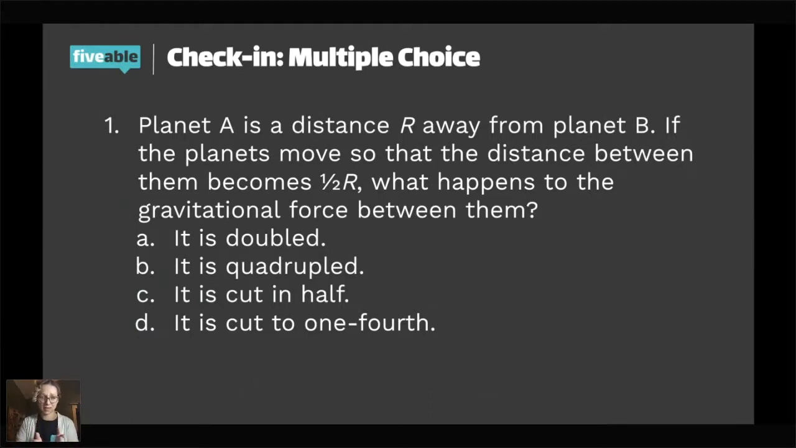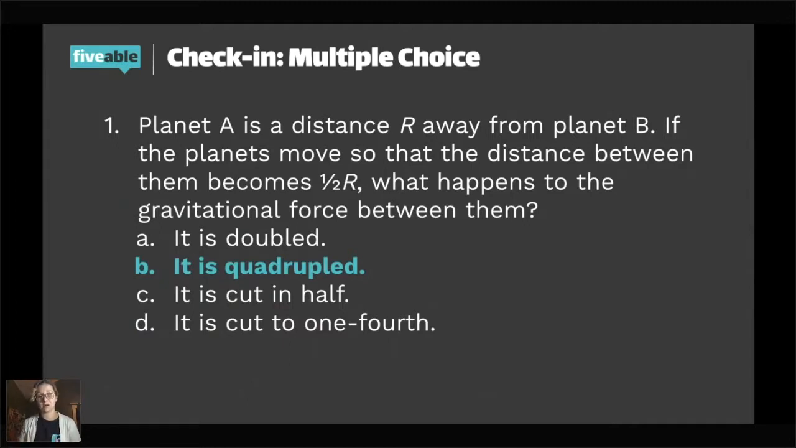And to figure out that, if you look at the equation, the distance factor is not just r, it's r squared, right? It's G m1 m2 over r squared. And so that means if the distance is cut in half, then the force is going to be quadrupled, right?